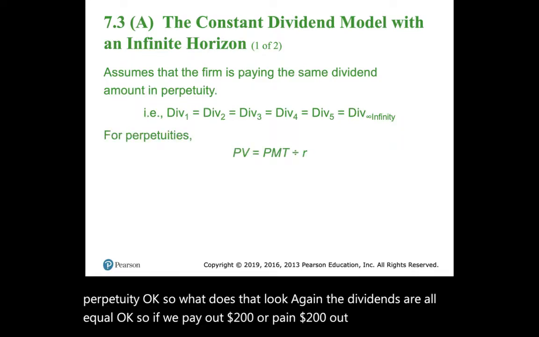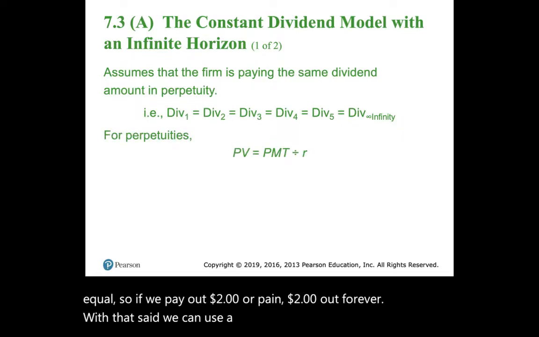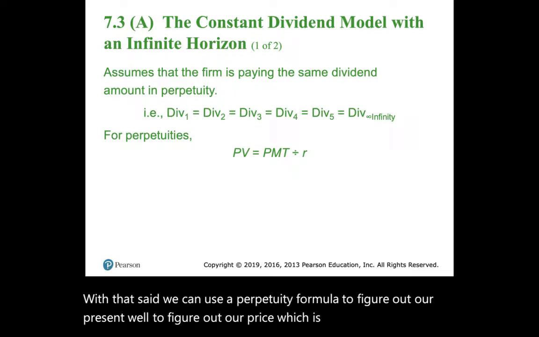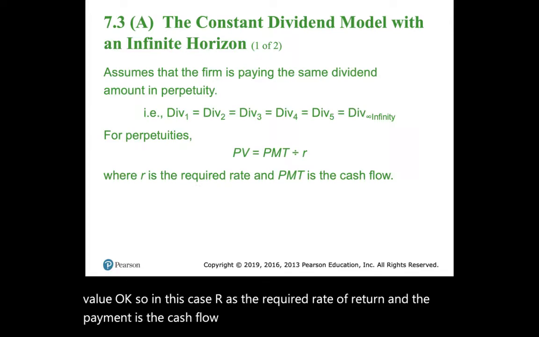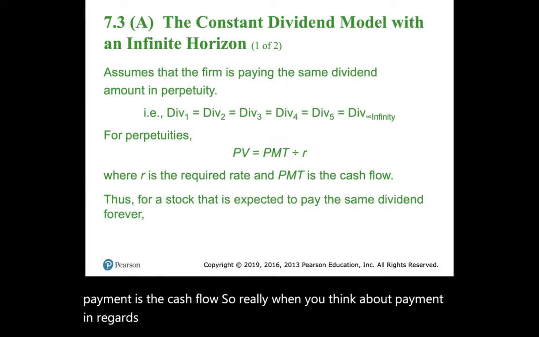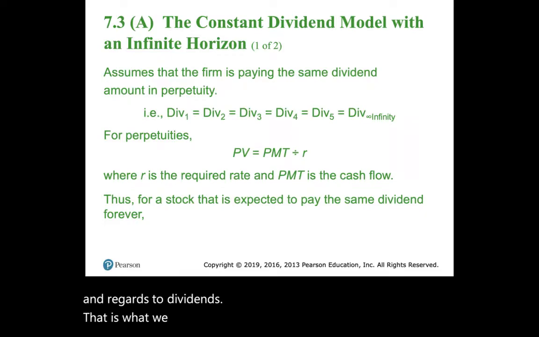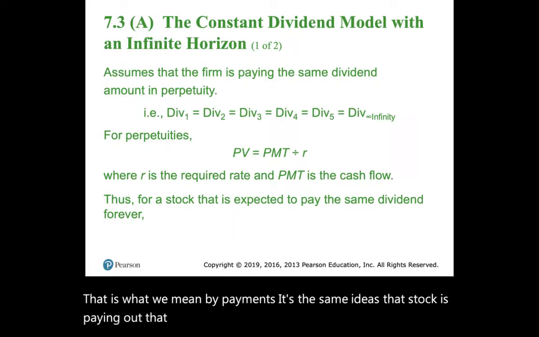With that said, we can use a perpetuity formula to figure out our price, which is similar to our present value. Okay, so in this case, R is the required rate of return, and the payment is the cash flow. So really, when you think about payment in regards to dividends, that is what we mean by payments. Okay, it's the same idea. It's that stock is paying out that constant dividend payment forever.